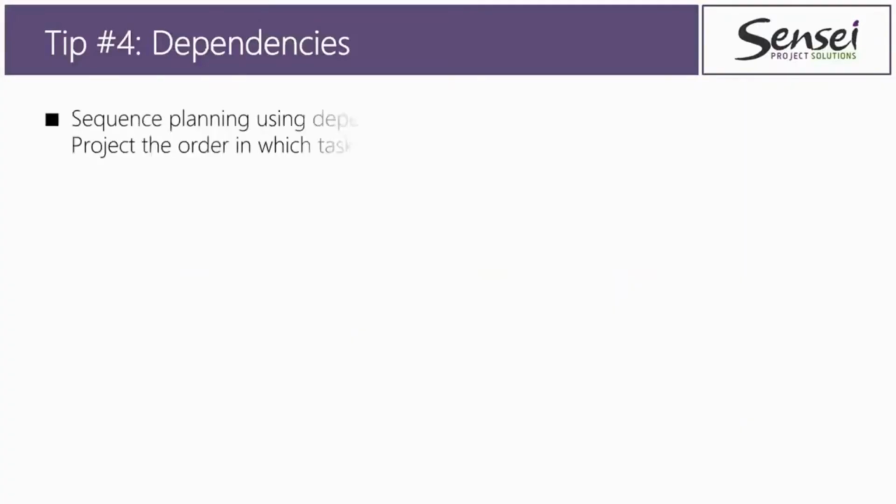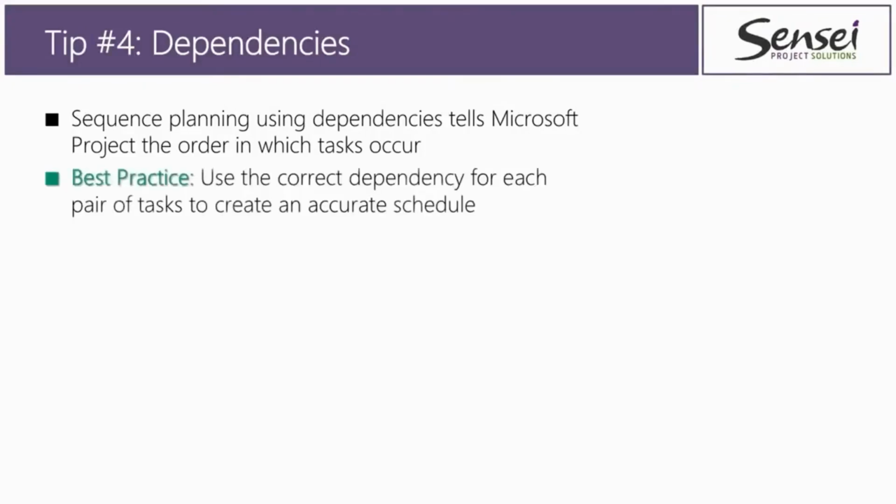Yeah, dependencies. Well, in Microsoft Project, as part of your task planning process, you're going to need to do sequence planning, which is the process of setting dependencies to tell Microsoft Project the order or sequence in which tasks will occur. So here's a recommended best practice for you. Use the correct dependency for every pair of tasks to create an accurate project schedule.